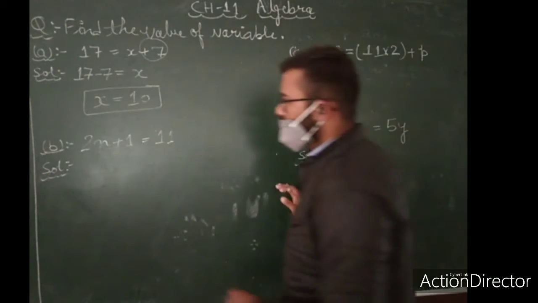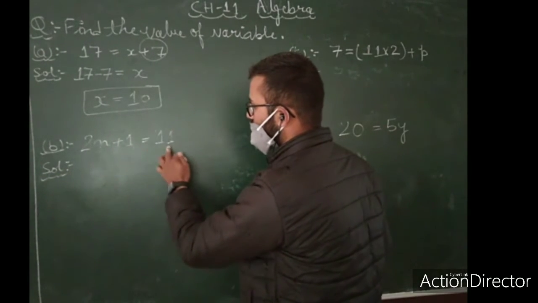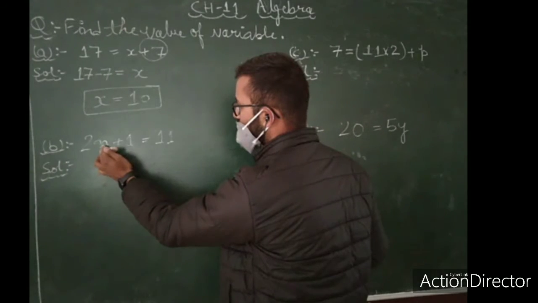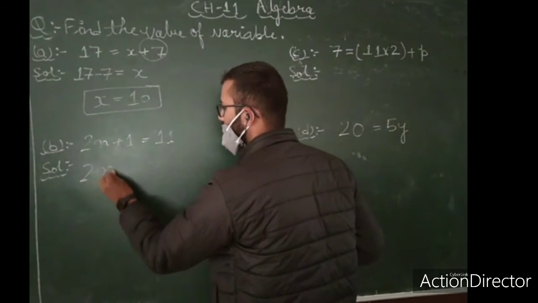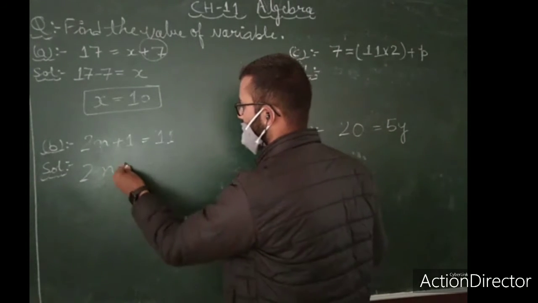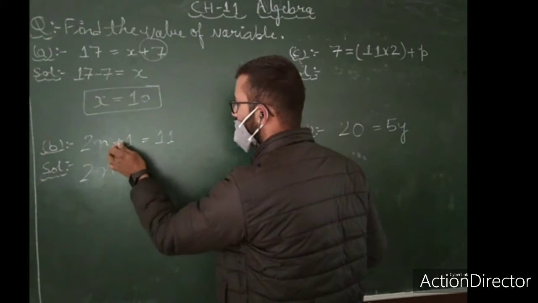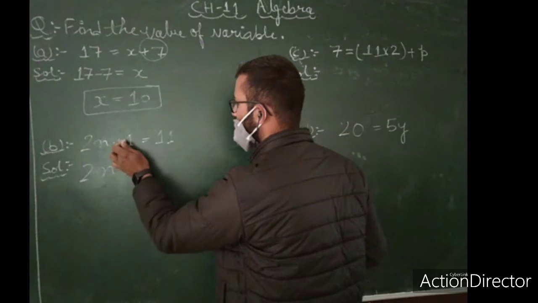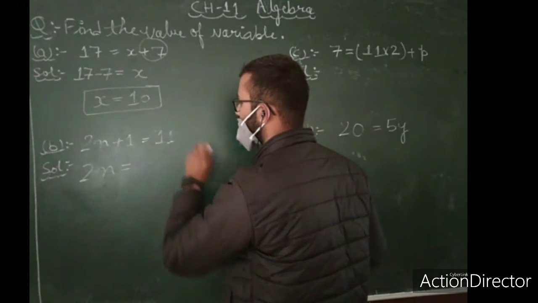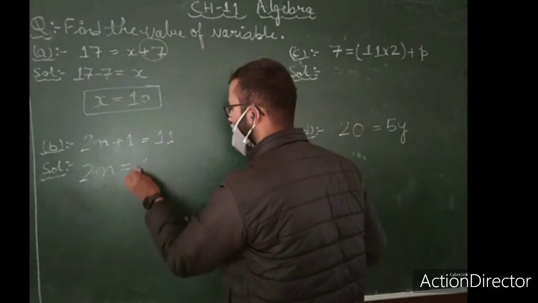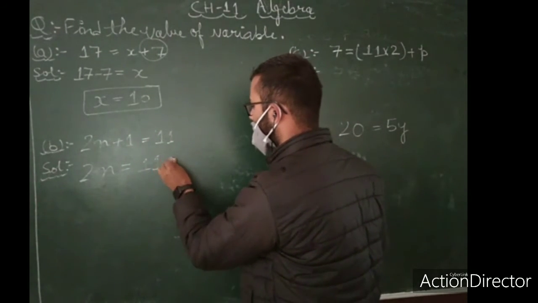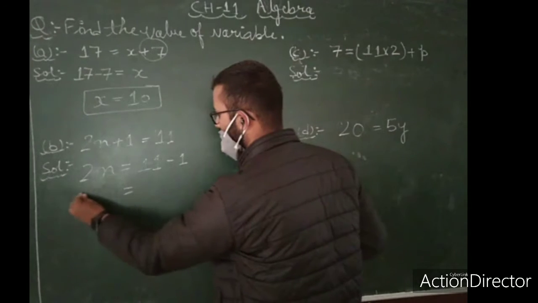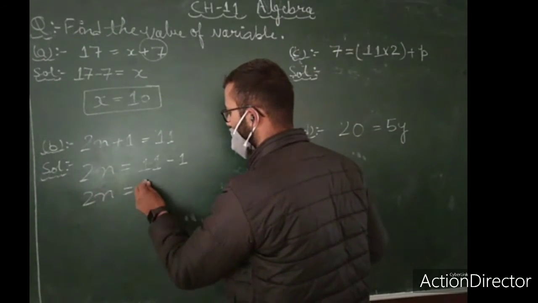Now the second one: 2n plus 1 equal to 11. Here we find the value of n, where n is the variable. We write 2n as it is, and we move positive 1 to the other side, the right hand side, and then we write 11. When it goes to the other side of the equal sign, it changes into negative. Then 11 minus 1 is 10.